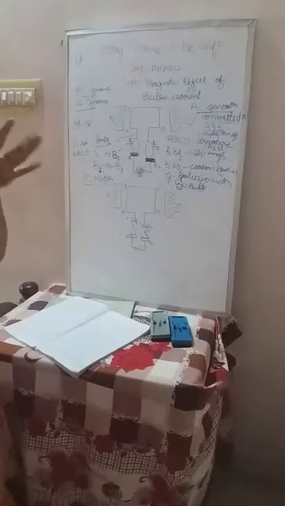DC current in the sense direct current flows in a single direction. Alternating current changes its direction, but direct current never changes its direction. So that is the working of the DC dynamo.